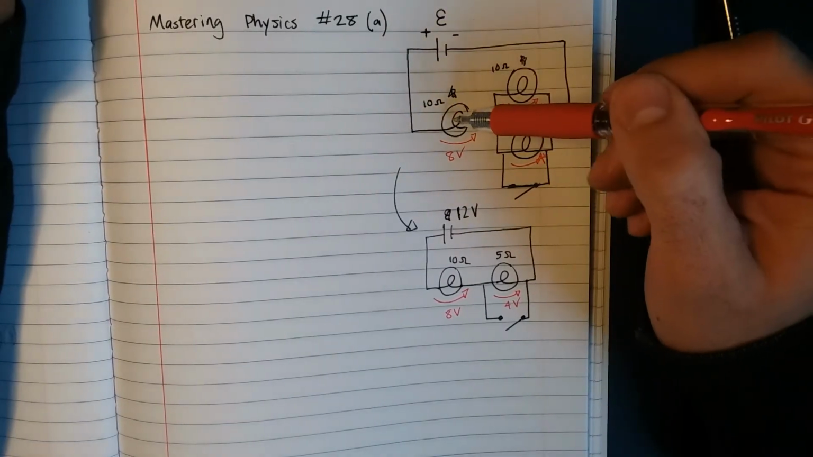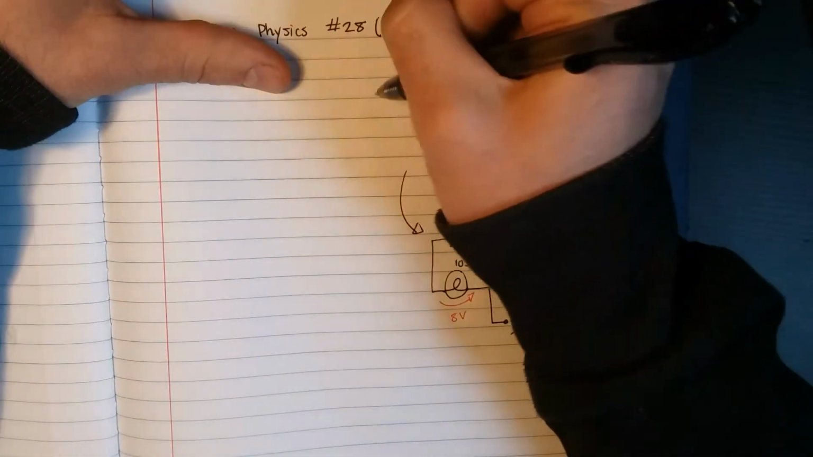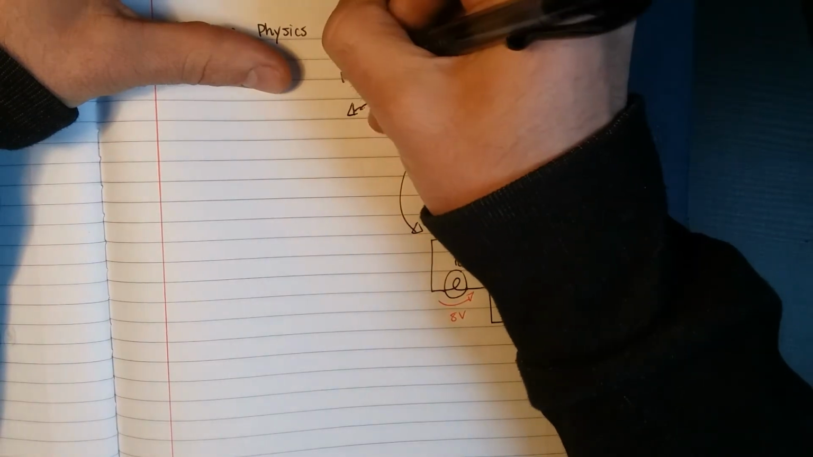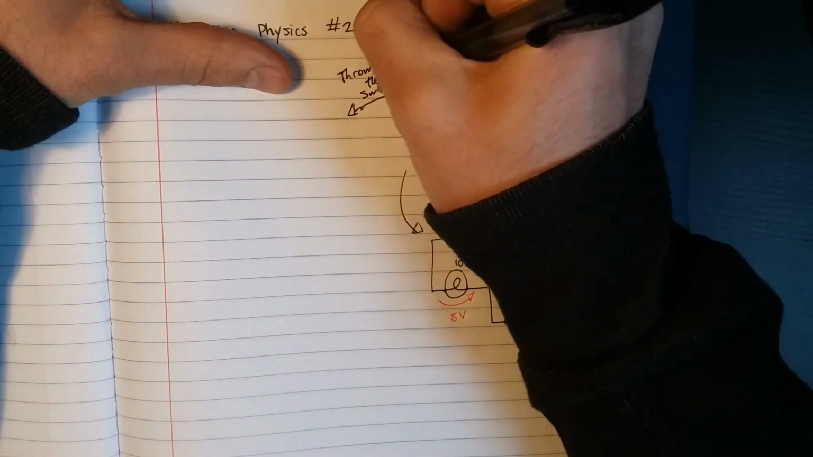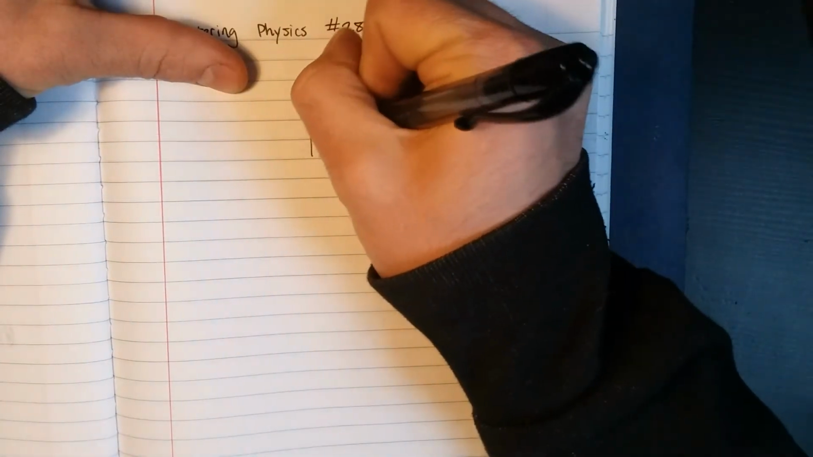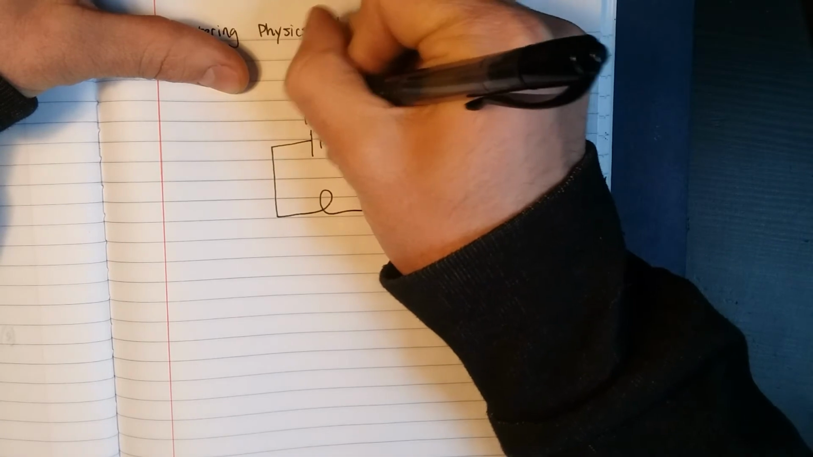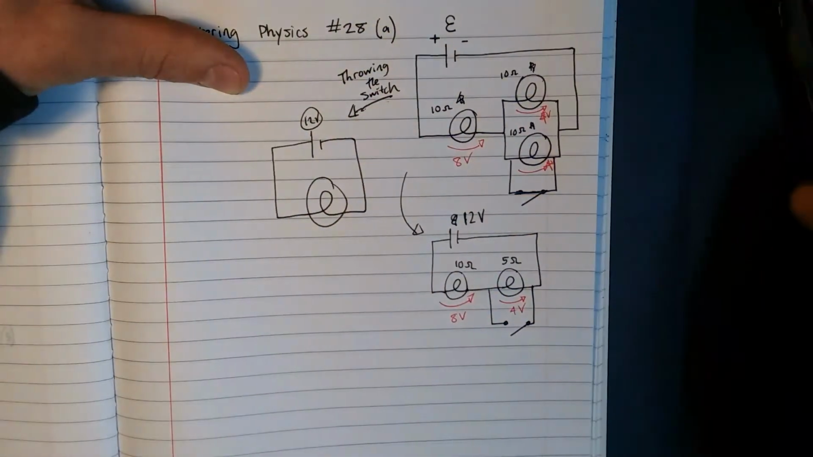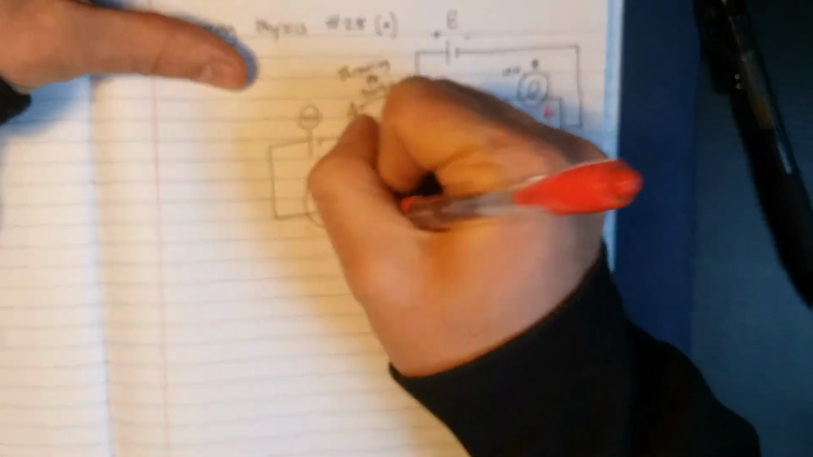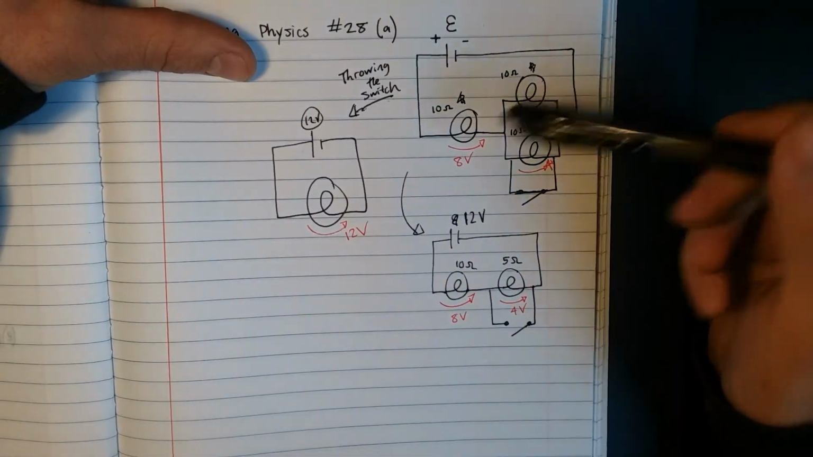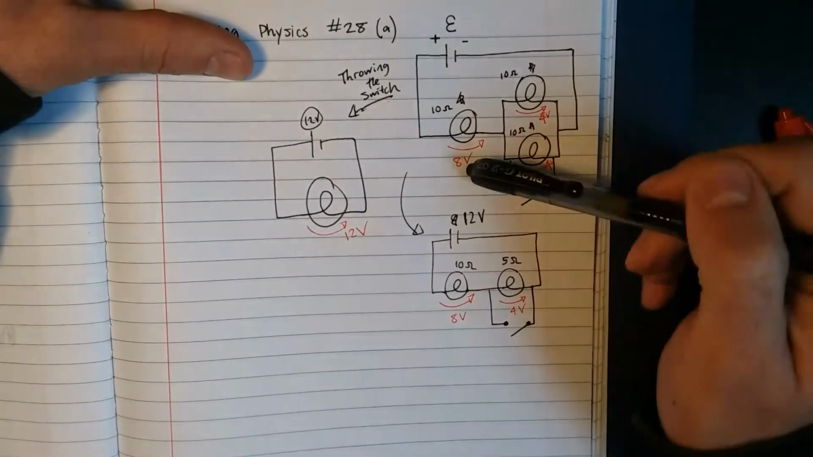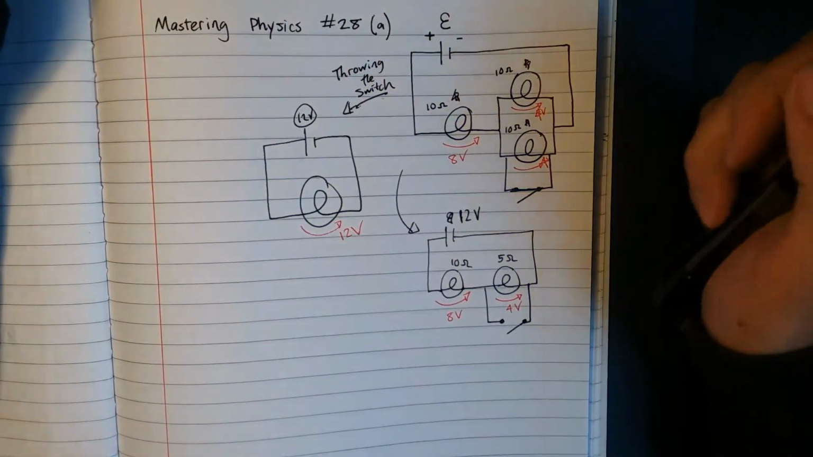All the potential difference will now be across this one. Essentially, throwing the switch looks like this. I've got 12 volts right here, and then I've just got one light bulb. So it's now 12 volts. This one's going to decrease to 0, and this is going to increase from 8 to 12. And that's the thinking here.